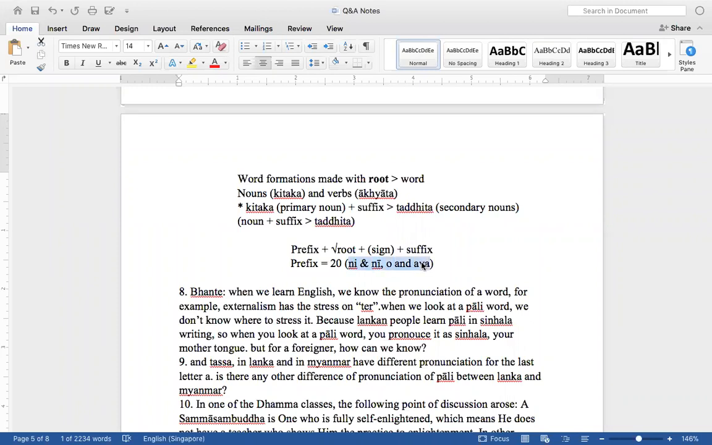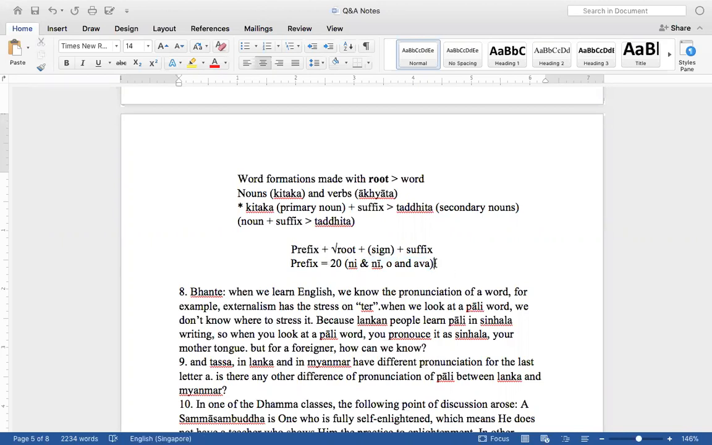19 prefixes are equal in both the traditions. There is an argument regarding one prefix. A prefix is something that you add before the noun. There can be many prefixes before one root. Something that you add before the root is called a prefix.